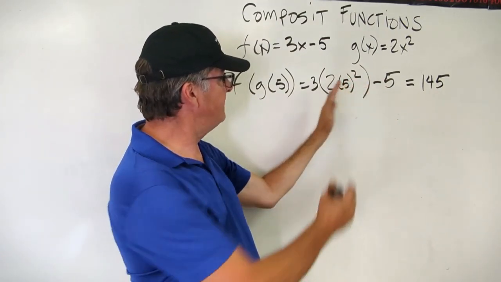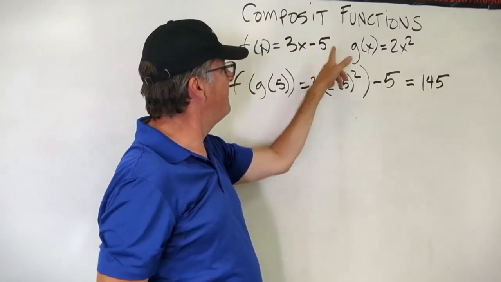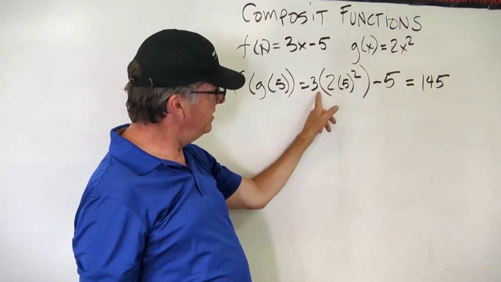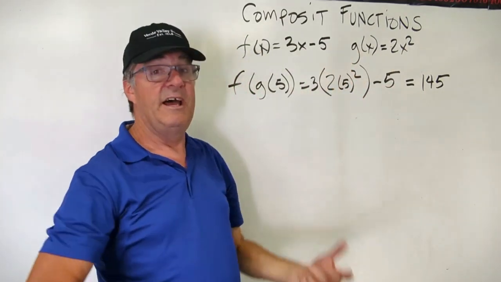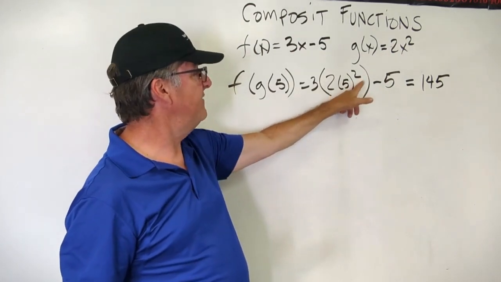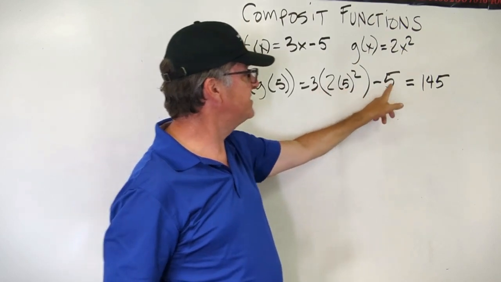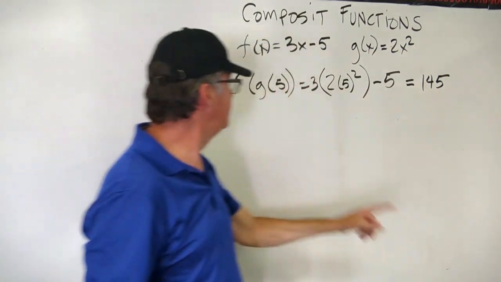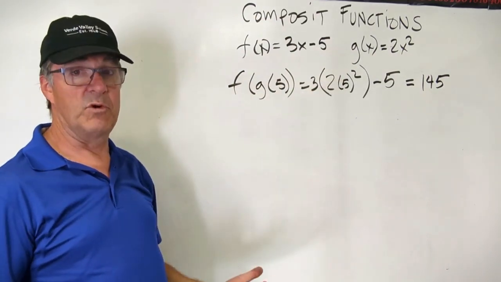And then what I've done here is that g of x is now in here for x in my f of x function. So I have 3 times g of x minus 5. That's the minus 5 from there. And now I can do my number crunching. 5 squared is 25, times 2 is 50, times 3 is 150, minus 5 is 145. So f of g of 5 with these two functions is 145.